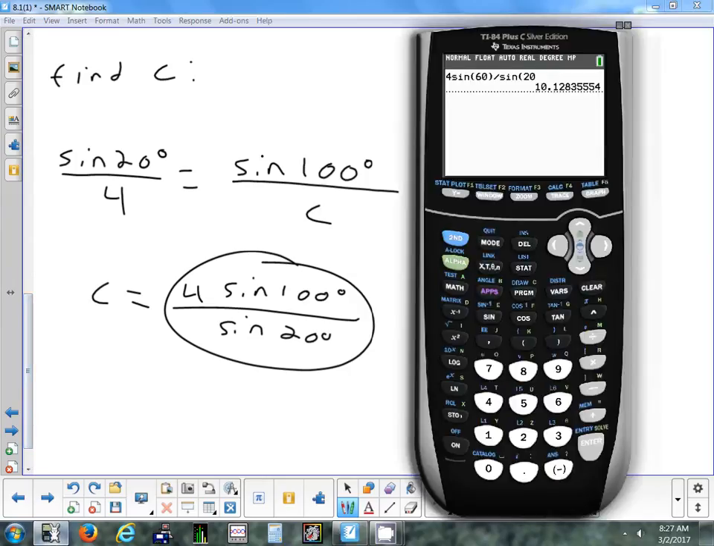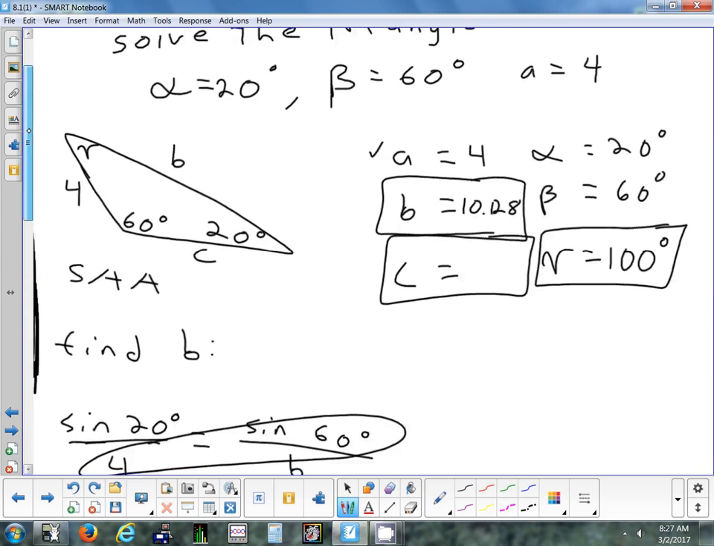And then type it all in exactly like you see it. Don't try to do 100 divided by 20 or anything like that. So 4 sine 100 divided by sine 20. Okay, 11.518. So that's C.